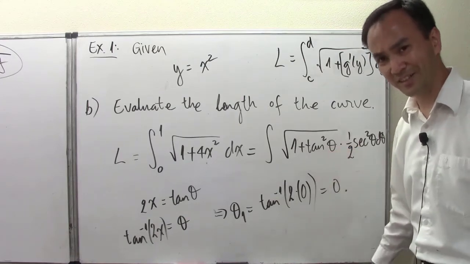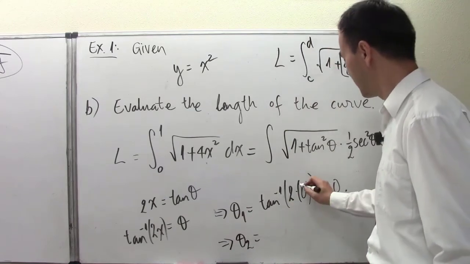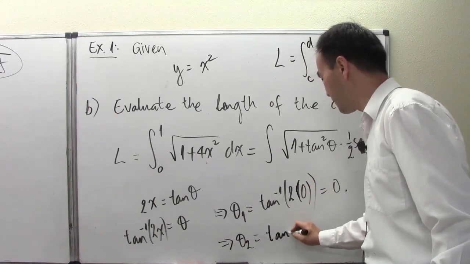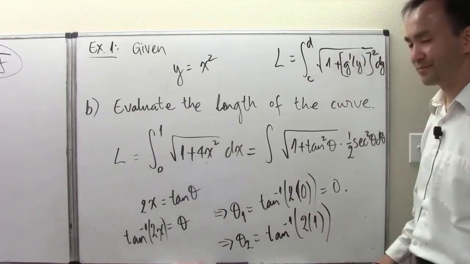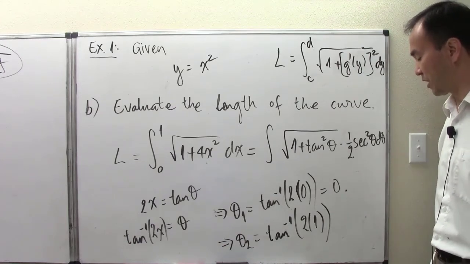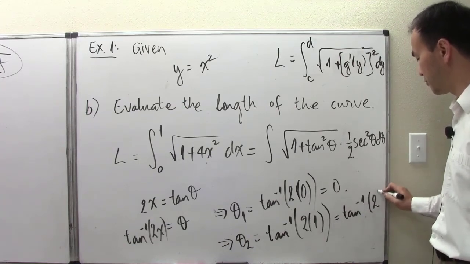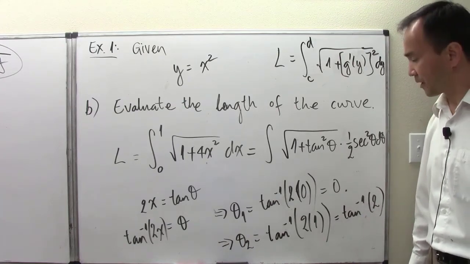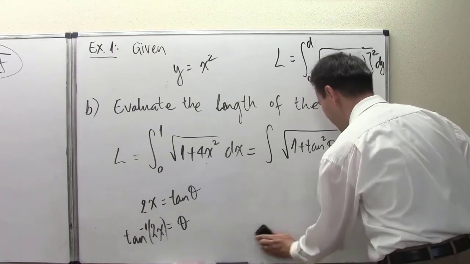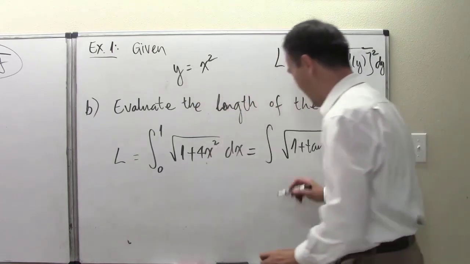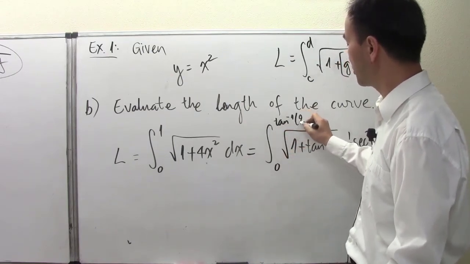Then for theta 2, we're looking at tangent inverse of 2 times 1, which gives tangent inverse of 2, which is some value. So now our integral starts at 0 for theta and ends with tangent inverse of 2 for theta.